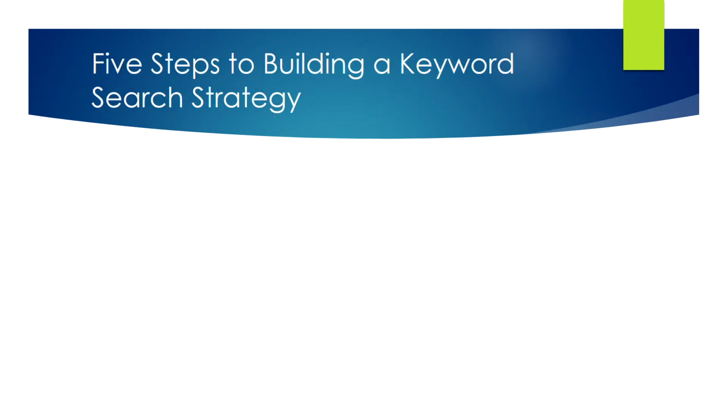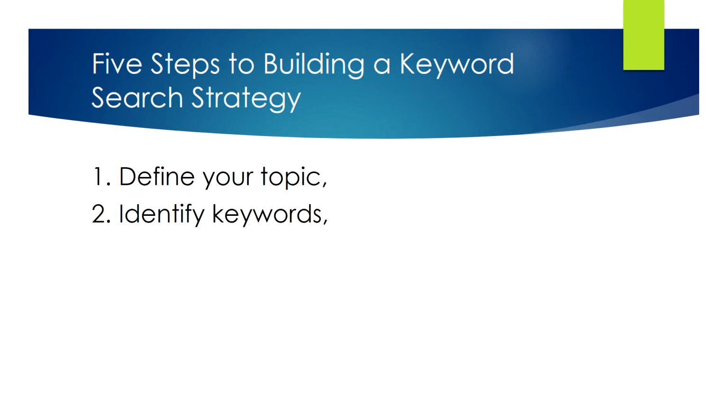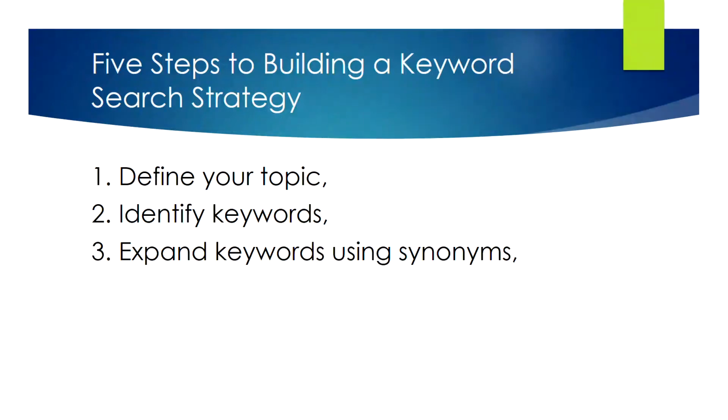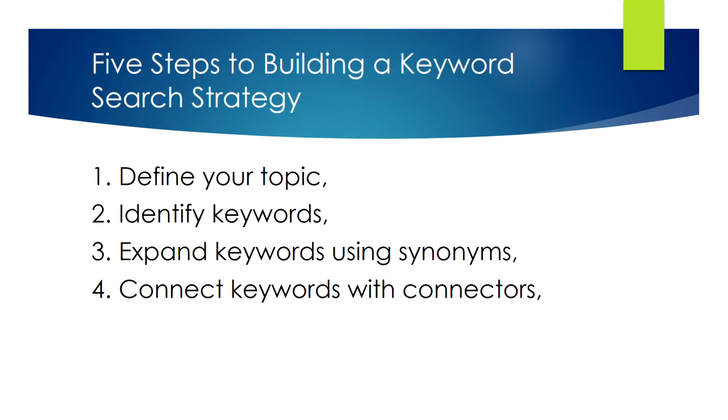There are essentially 5 steps to building a keyword search strategy. These are defining your topic, identifying keywords, expanding keywords using synonyms, connecting keywords with connectors, and choosing databases.